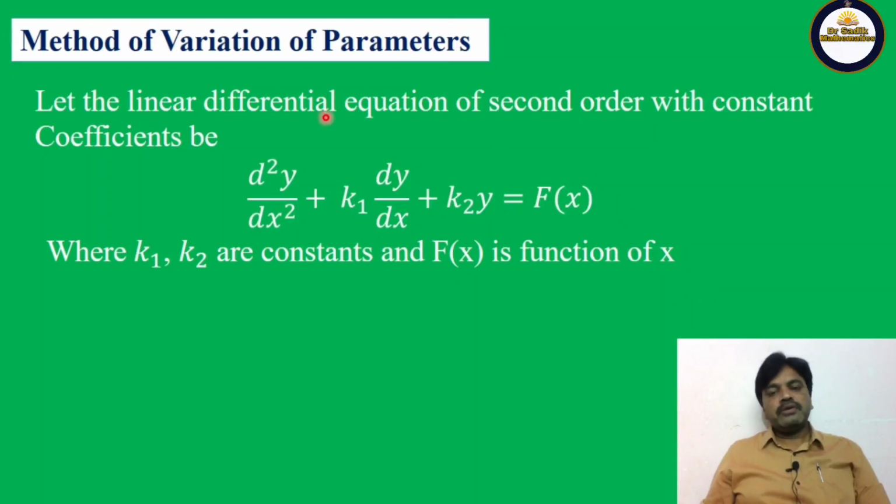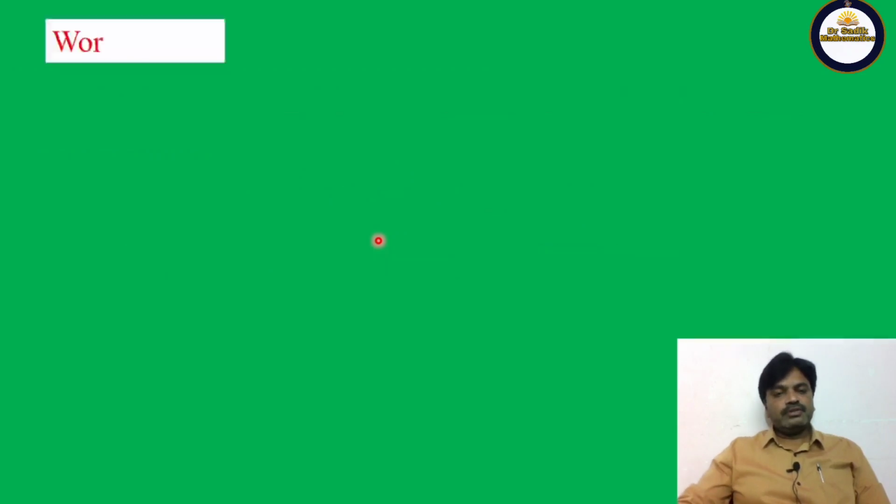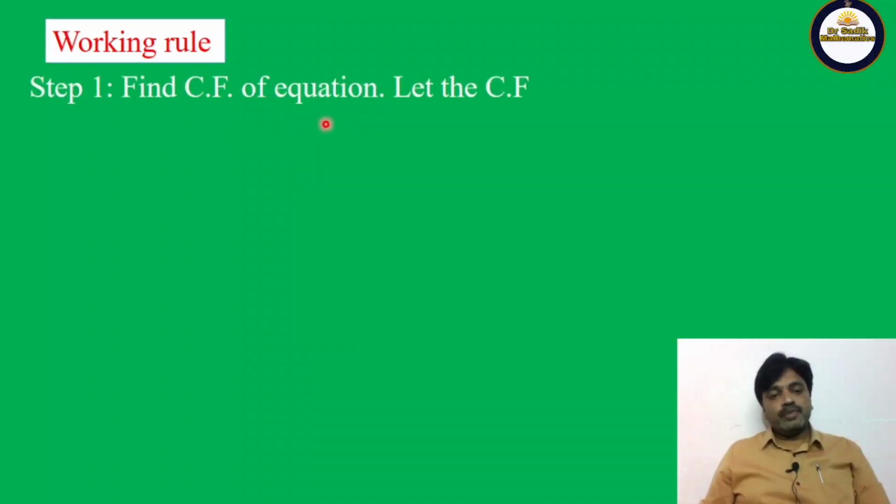Now I want to find the solution of such type of equations, friends. Let us see the working rule. Step 1 is to find the complementary function of the equation. Let the complementary function be y = c1 y1 + c2 y2.